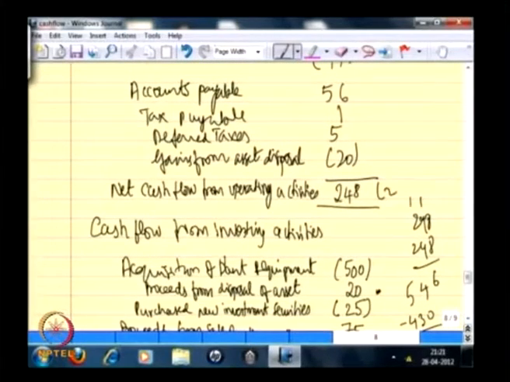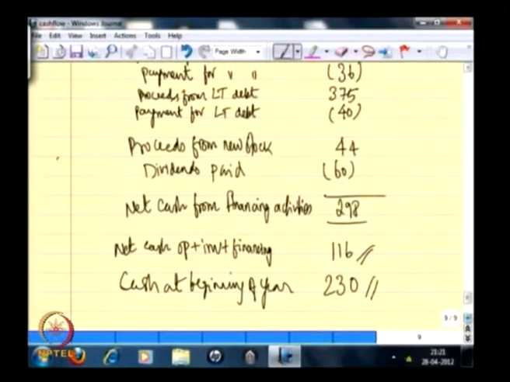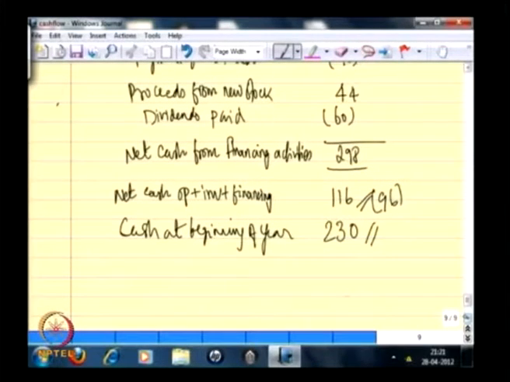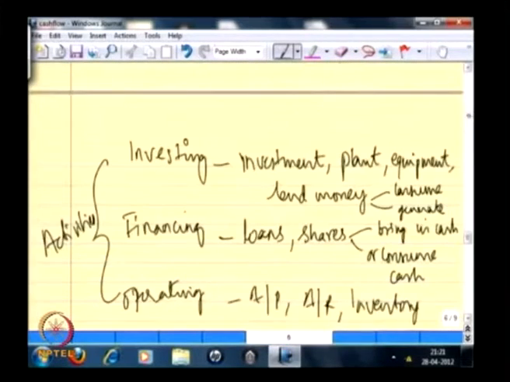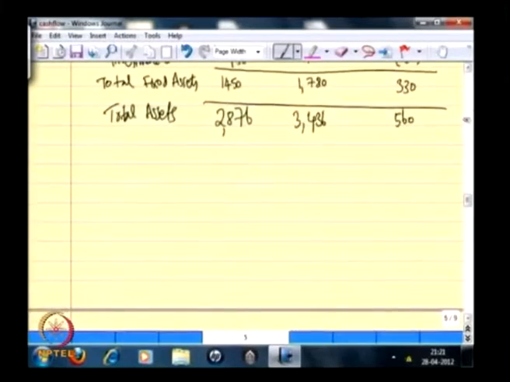Then this would become 228. Then ultimately this will become 96. Now, if you look at the cash at the beginning of this year, 230 plus the net cash flow for this particular year from all these three activities, it is 326, and this 326 will be the cash that appears in your balance sheet at the end of this particular year.